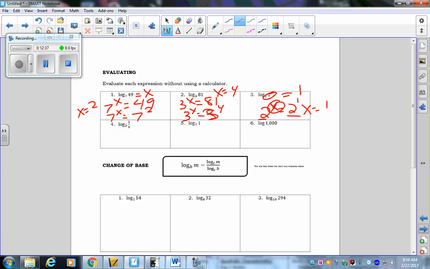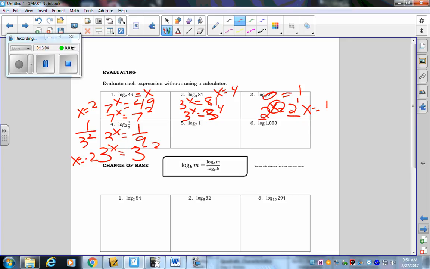3 to the x equals 1/9. Okay, let's rewrite this with a common base. 3 to the x equals 3 to the, yeah, sorry. It's Monday. 3 to the x equals 3 to the -2. How did I get that? Well, 1/9 is 1/3 squared. Don't want to write it as a fraction, so it's 3 to the -2. So x equals -2.